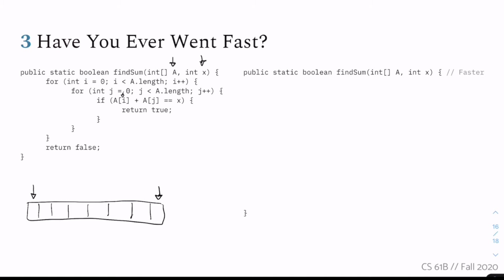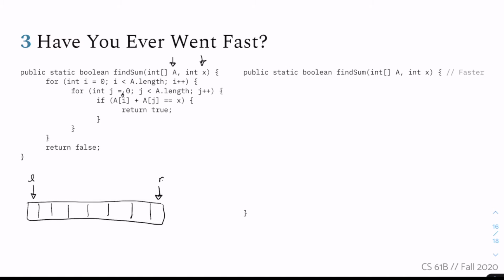So let's say we compare these values. We're like, okay, this first pointer we'll call left, and this right pointer we'll call right. We say, is left plus right equal to x? And if the answer is yes, then great, we're done, we return true. If the answer is no, we can ask two more questions, right? Is it too small or is it too big?